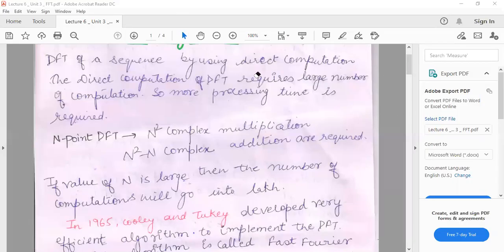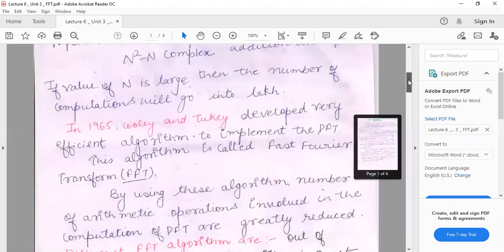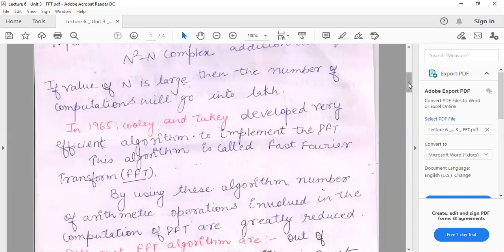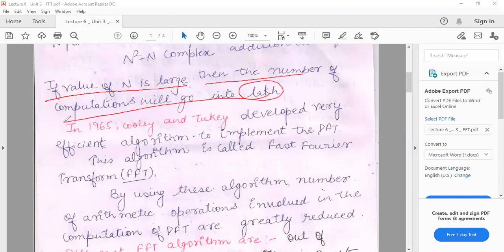So you can see that this huge amount of computation is required in DFT, and it leads to large processing time, and it also needs large, high capacity processors. So as we can see, if the value of N is large, then the number of computations will go into lakhs. So this is one of the drawbacks of DFT.